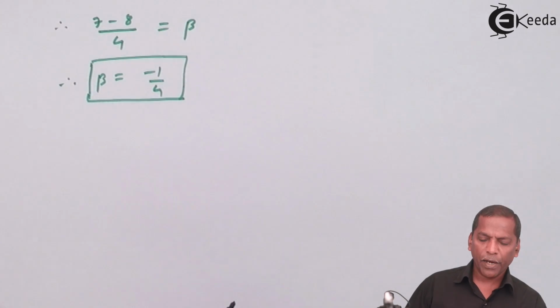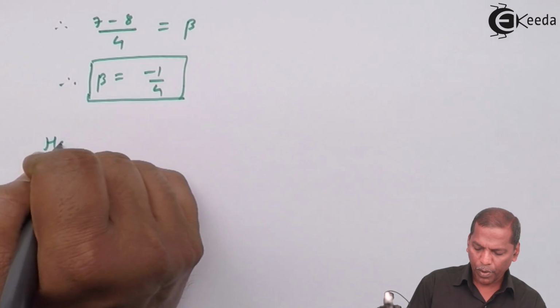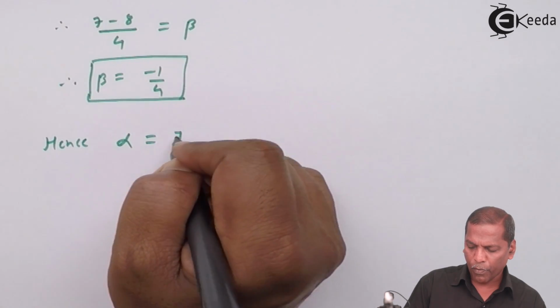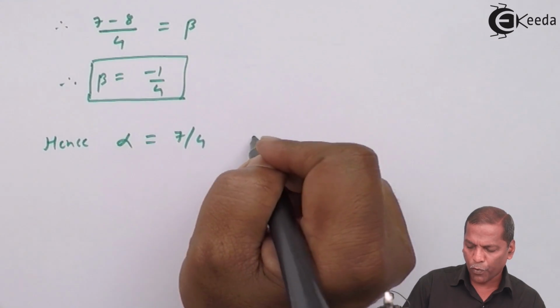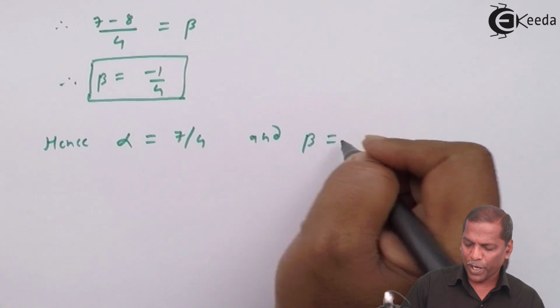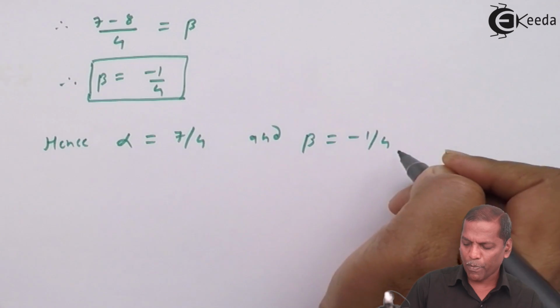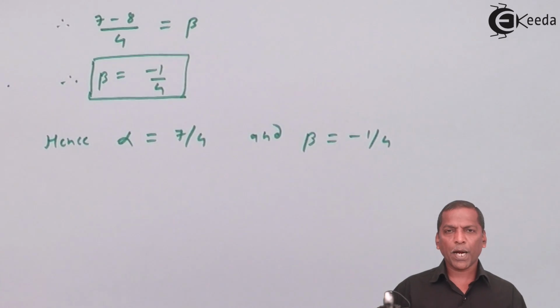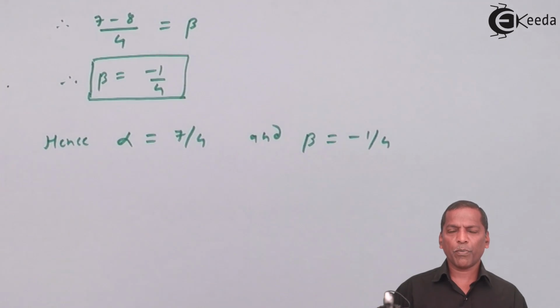So finally, hence, we get the value of alpha as 7 upon 4, and the value of beta is minus 1 by 4. So this is the required solution for the given problem.